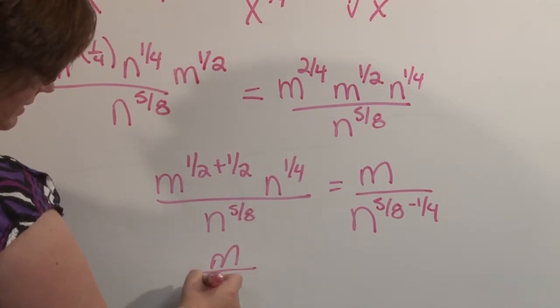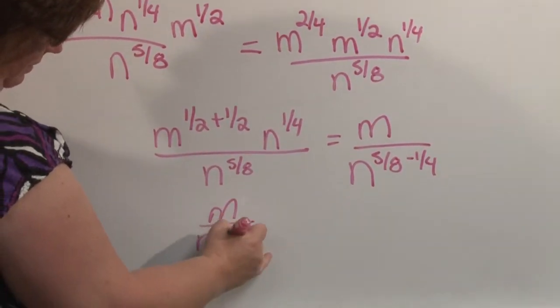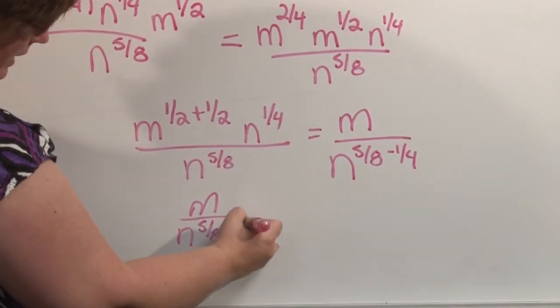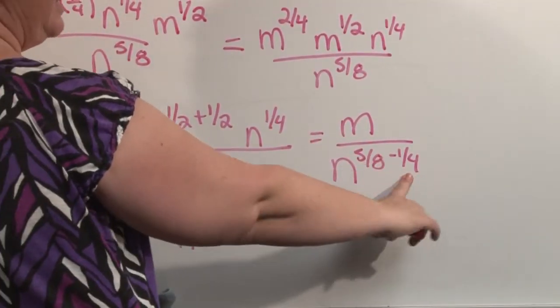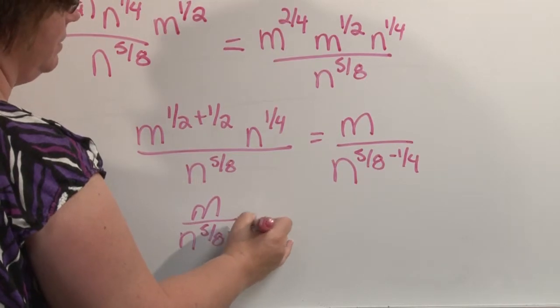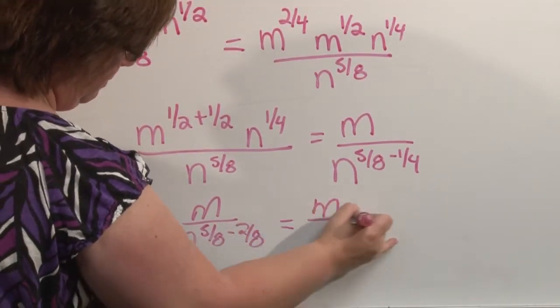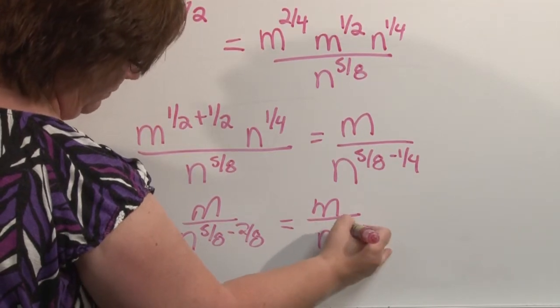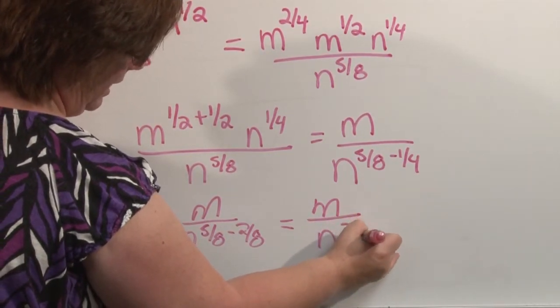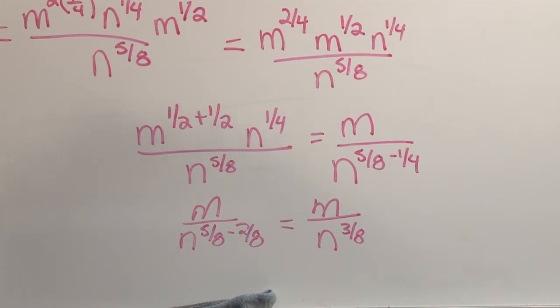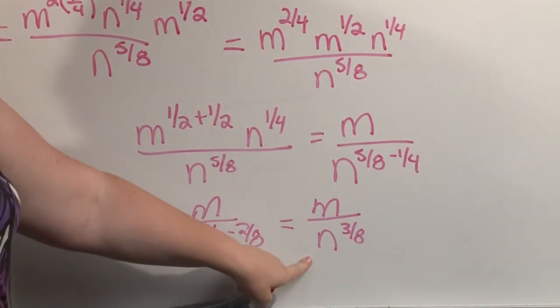I hope you can read this down low. 5/8 minus, well, to get an 8 as our common denominator, that would be 2/8. And we're super close. We just rewrite the last little bit. We have n to the 3/8. So something as crazy as this, using all our rules, can come out as simple as that.